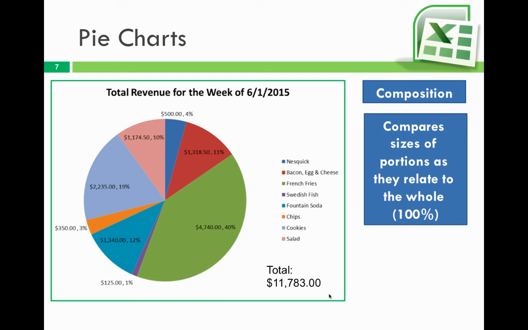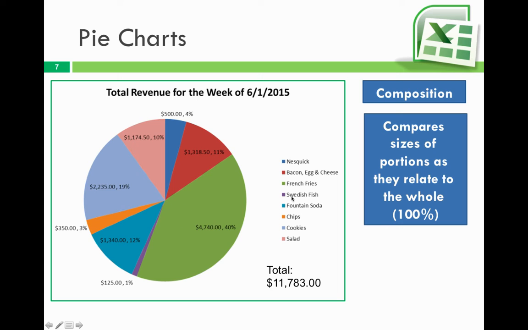Next are pie charts. These are really popular, especially when you're trying to show a comparison, when we want to show how a certain value relates to all the other values as part of the whole. In this case, we showed the total revenue from the cafeteria sales spreadsheet. The total revenue for that week was $11,783. Okay, so now I want to know, of this $11,700, how did that break down per item sold?